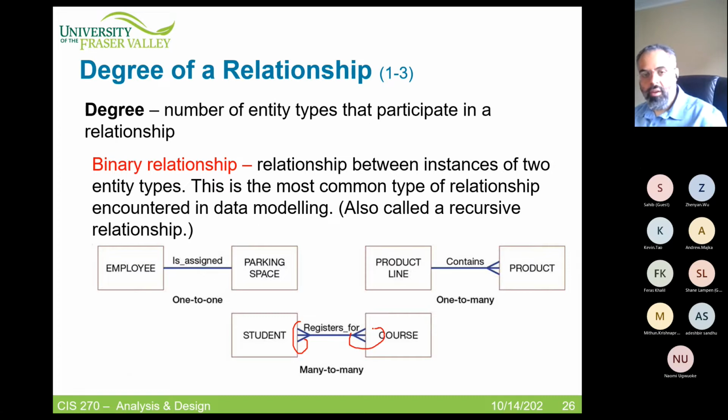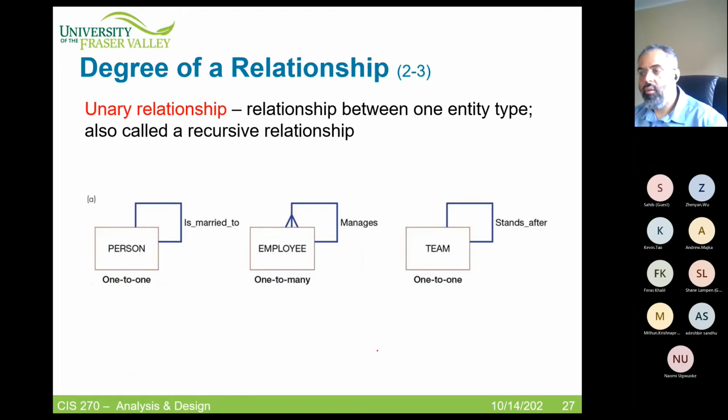First, either we'll have a binary relationship. Binary relationship means a relationship between two entity types, like here: employee and parking, product, student and course.